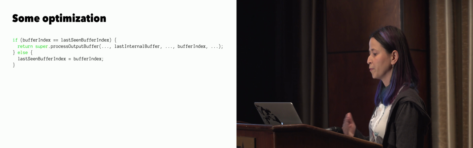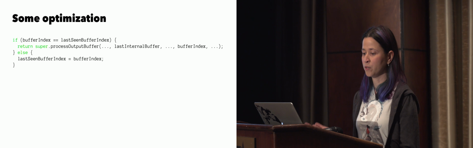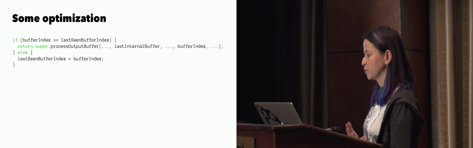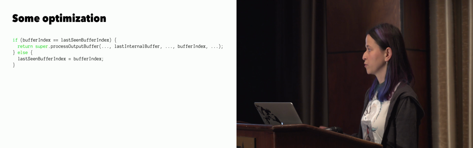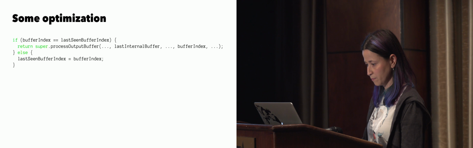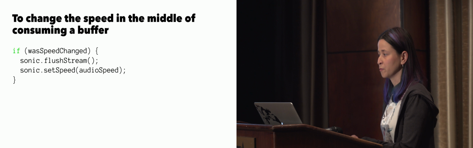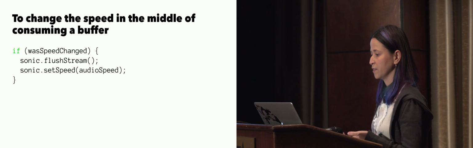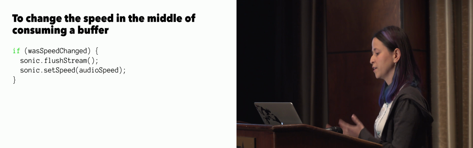Sometimes we would originally write more to Sonic than we read in this particular instance. So we didn't always have to write more into the Sonic buffer. Sometimes we could just use whatever was already processed and feed it back. If we want to change the speed in the middle of consuming a buffer, we would have to flush the stream and set a new speed. And then next time it requests a buffer, it will just go, OK, now I need to write and read from a new buffer.